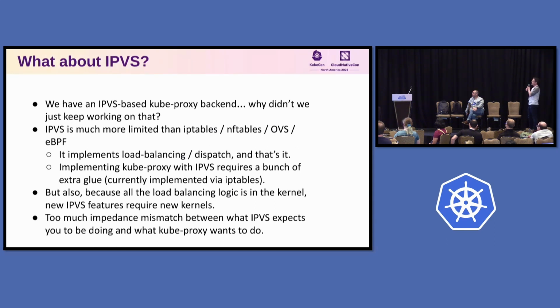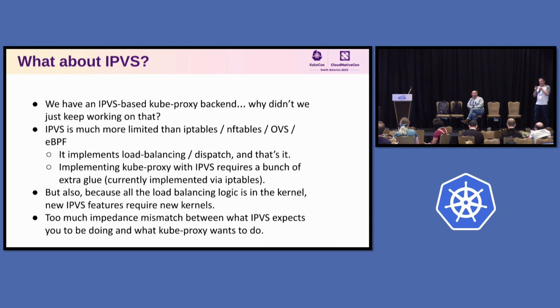What about IPVS? We have this IPVS-based kube-proxy backend in addition to the iptables one. It's definitely faster in some ways. Antonio will hit me if I say that it's faster because we haven't actually done testing to show that it's faster, right? It is faster. Okay. We don't have a lot of E2E testing, but yeah, we're pretty sure it's faster.